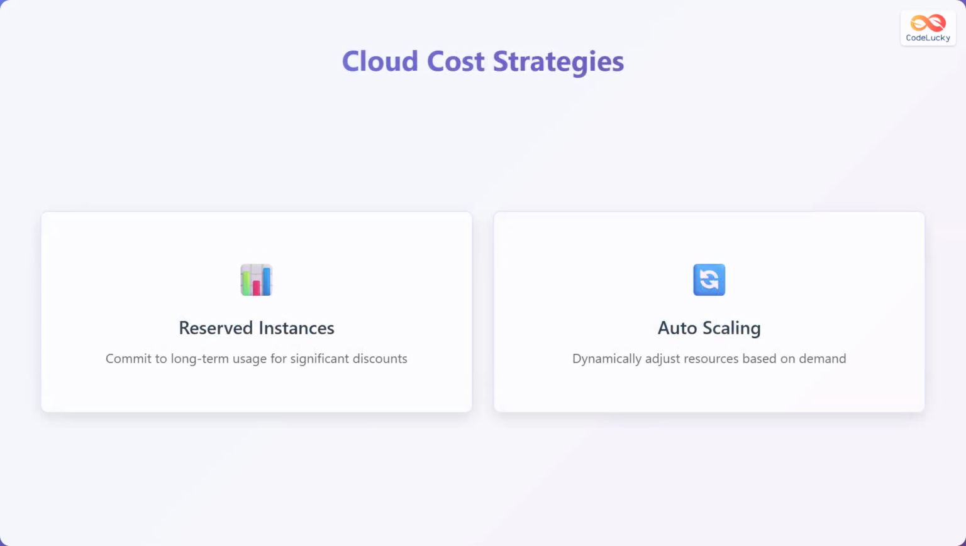Here are the key cloud cost strategies you should implement. First, reserved instances. Commit to long-term usage to unlock significant discounts from cloud providers. Reserved instances offer a cost-effective way to handle consistent workloads. Second, auto-scaling. Dynamically adjust resources in real time based on demand, ensuring optimal performance and cost efficiency during peak and off-peak hours.